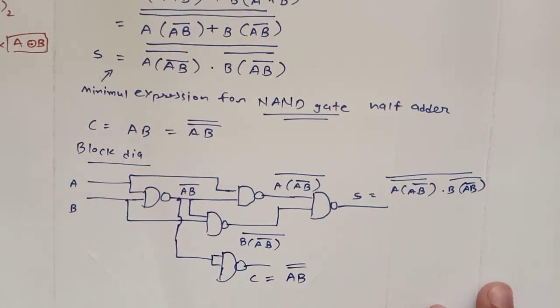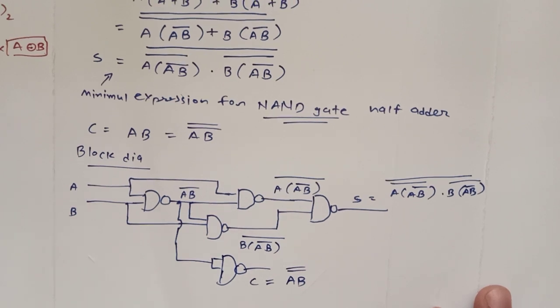By this method you can get the minimum expression, and that is for the minimum gates used in this type of expression, while we are using a practical concept. Thank you. Now we will start with the NOR gate, or implement the half adder using NOR gates.